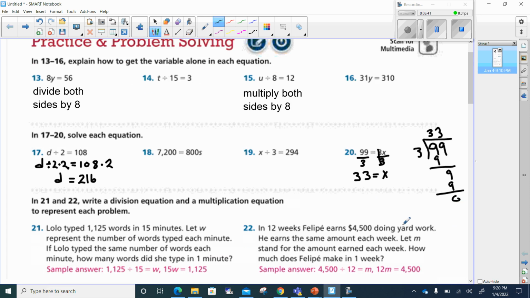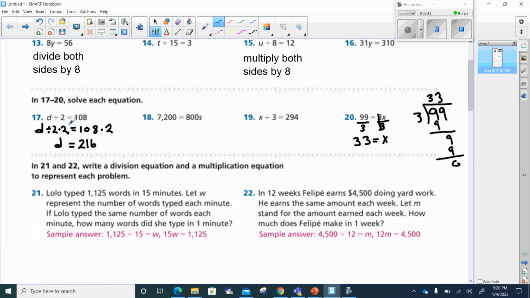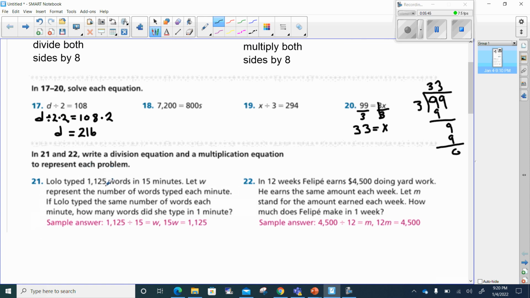All right, let's go ahead and work number 21. I'm going to get back to doing all the odd ones. Sorry, we got some sample answers over here because there are multiple ways to answer these things. So you can consider 21 and 22 kind of a gimme here.